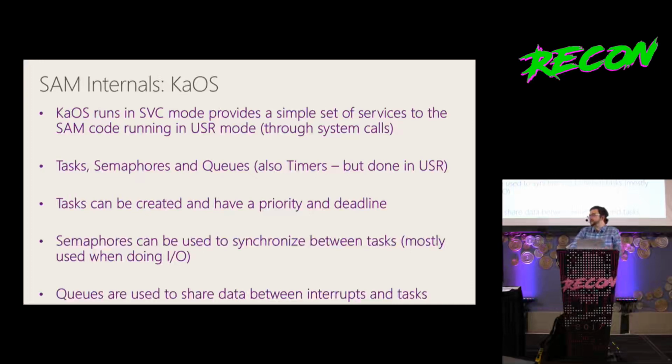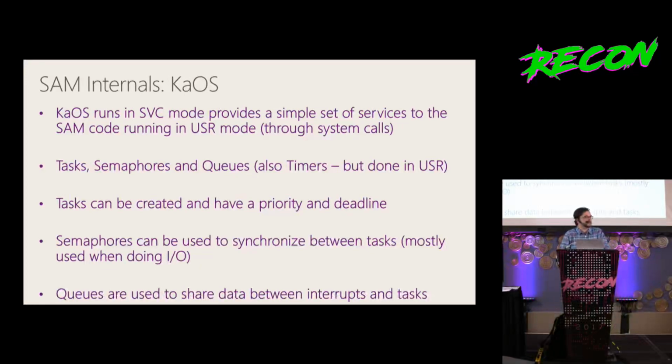So tasks are basically like threads. They can be created, they have a priority, and they have a deadline. So basically the RTOS just switches between the various tasks, and a task can wait on another task. Very, very simple, cooperative scheduling with preemption based on priority and deadlines.